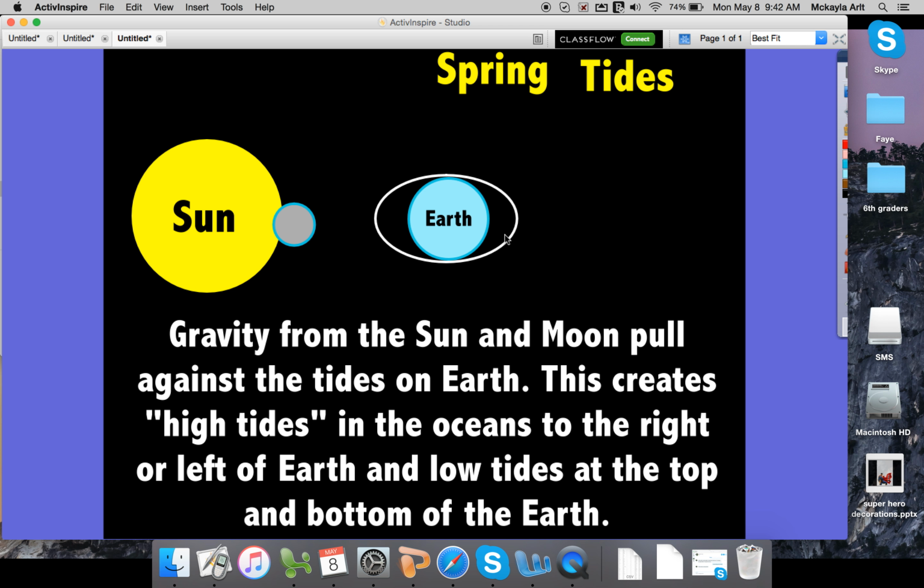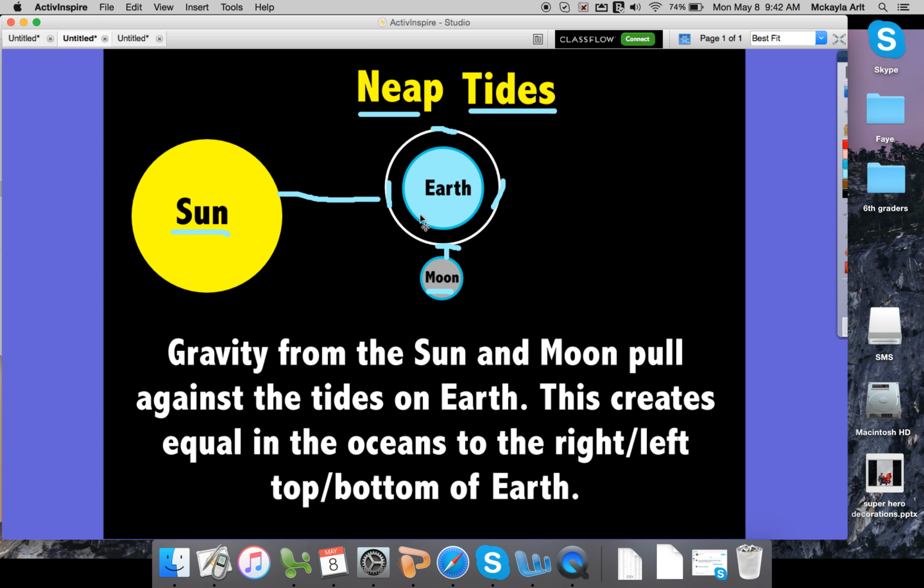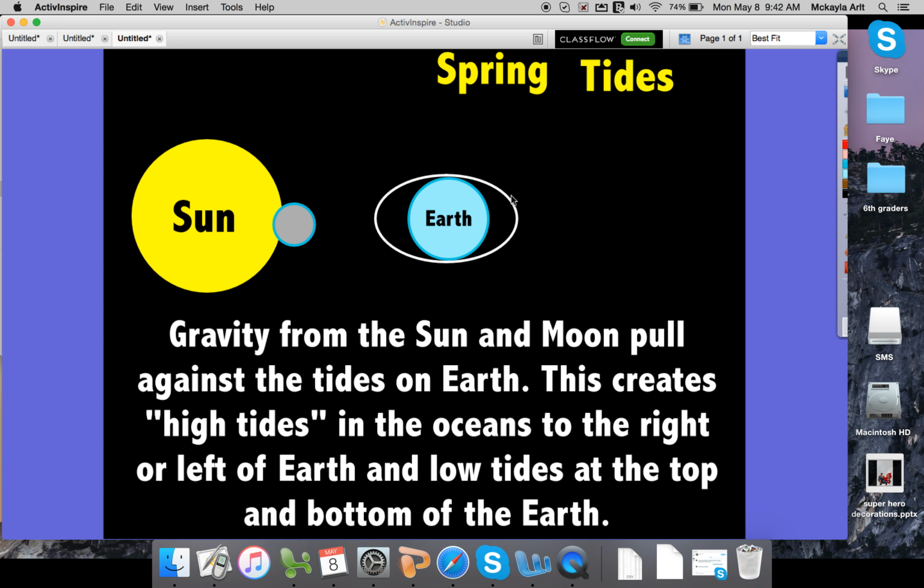So the tides or the waves on this side and this side of the earth are going to be very high. That's what surfers like. Surfers like high tides. And on the top and bottom of Earth, all that water that at one time was equal has now been pulled to the right and to the left. Therefore, the water on the top and the bottom are super low.